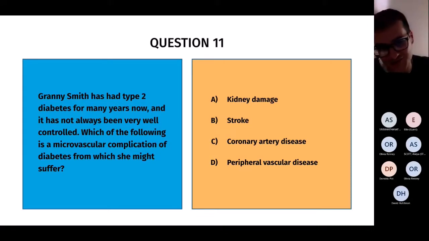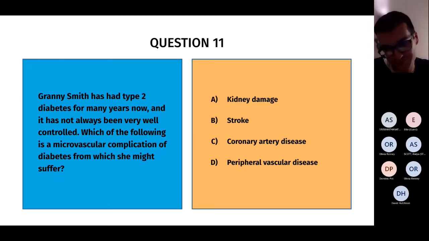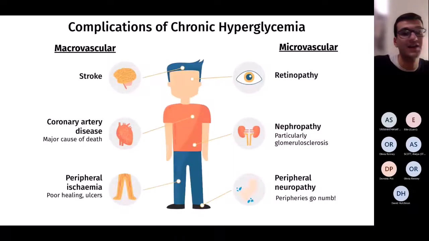This, I think, is the final question for diabetes. So Granny Smith has had type 2 many years now, and it's not always been very well controlled. Which of the following is a microvascular complication of diabetes that she might suffer from? A, perfect. Diabetic nephropathy. Here are the complications that you get when you've got chronic high blood sugar.